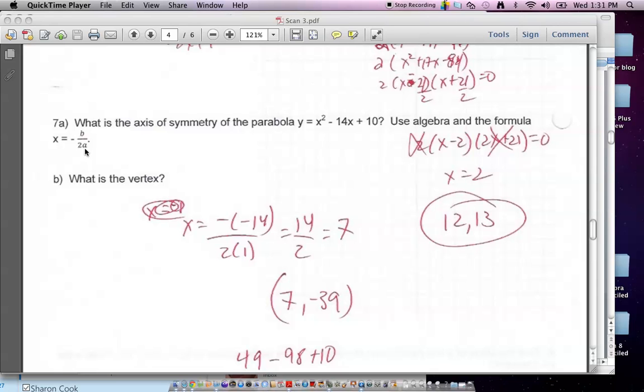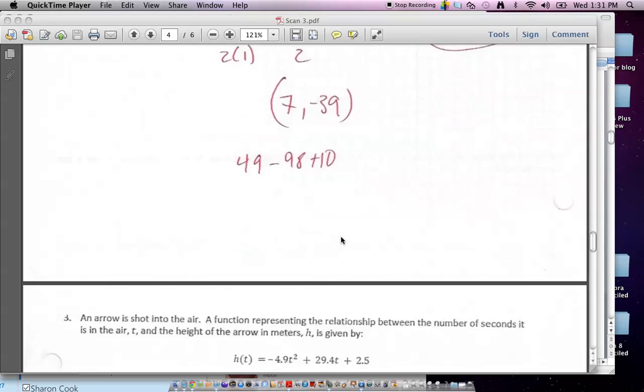This is about the 5th or 6th time we've seen this. We just haven't seen it like daily. It's been kind of interspersed. So we want to make sure that we're able to follow along. It's the negative of negative 14, which is 14, divided by 2, which is 7. And then substitute the 7 back into the y equals for x, but then square and so on, and I get negative 39. Any questions? That one should be pretty straightforward.